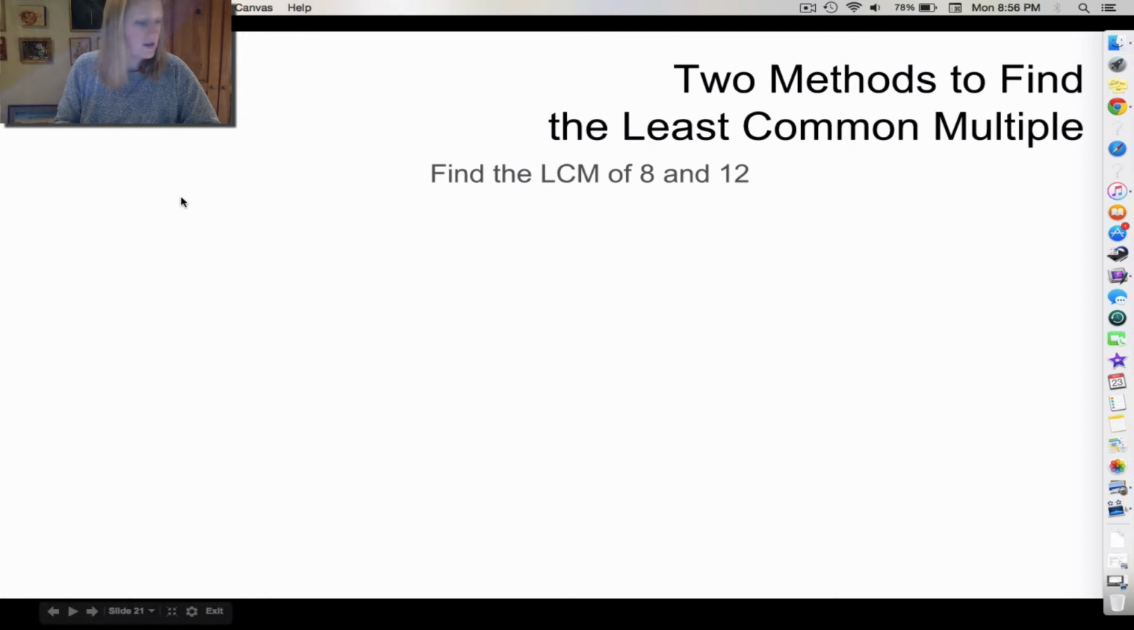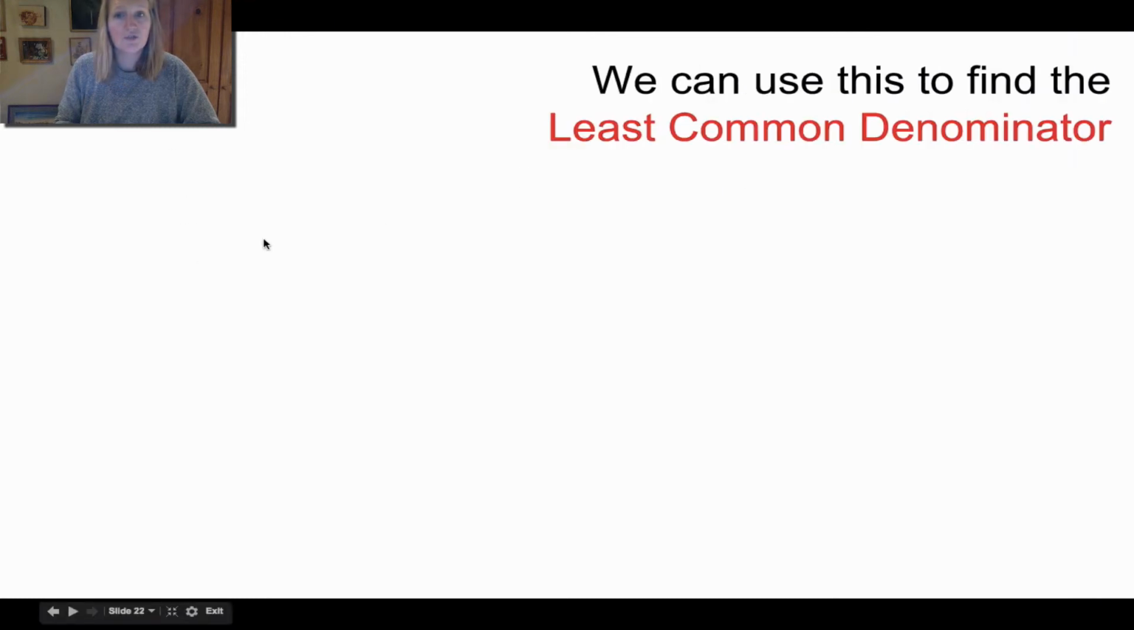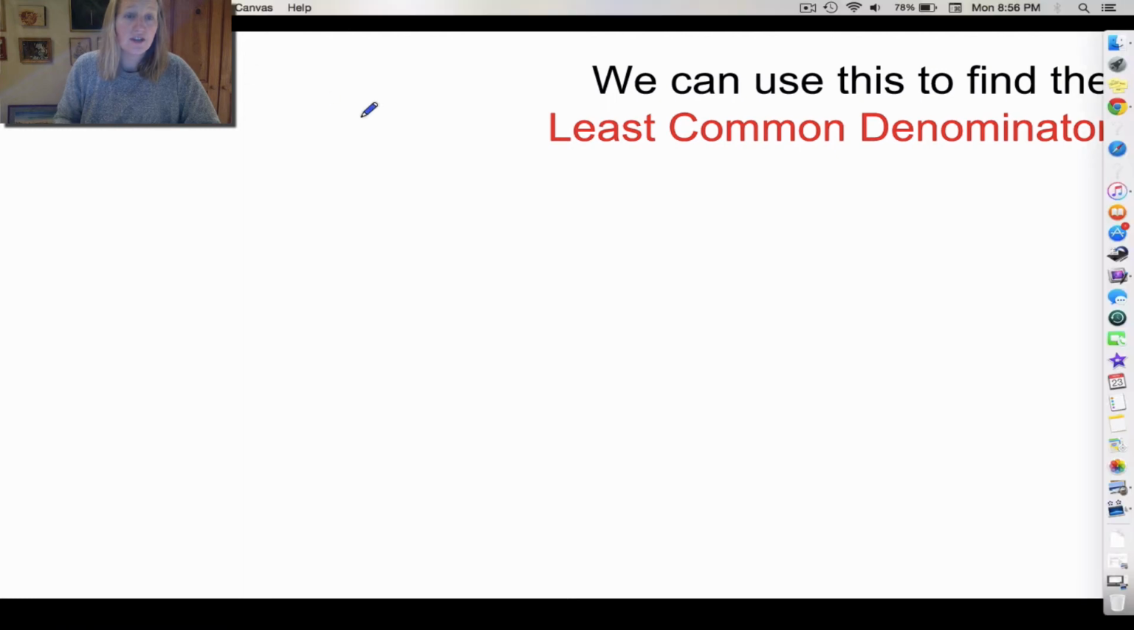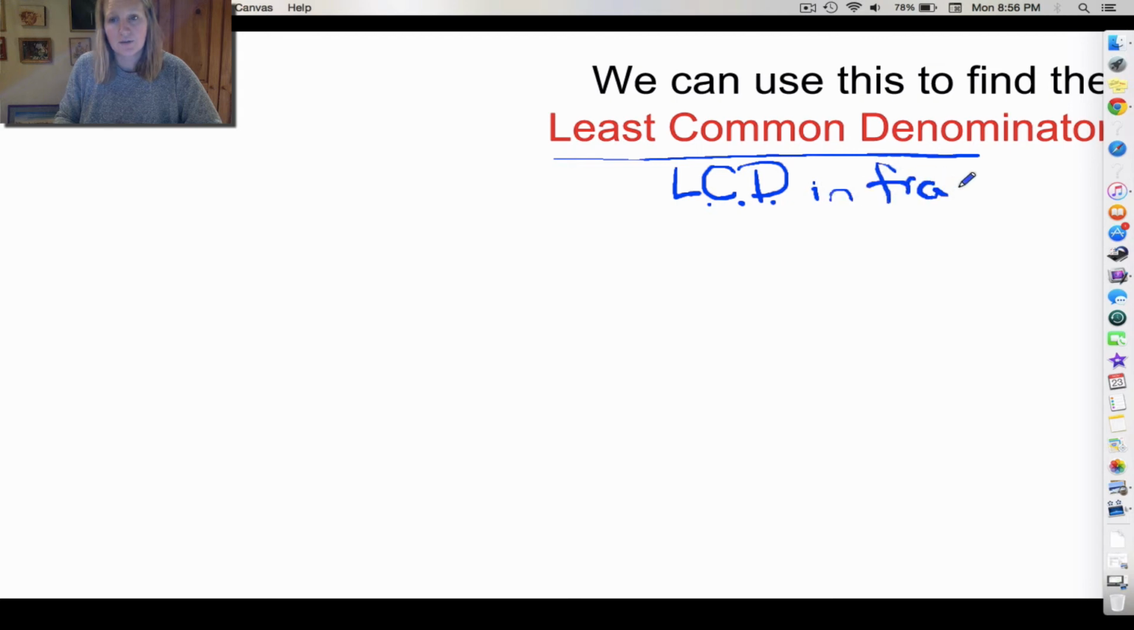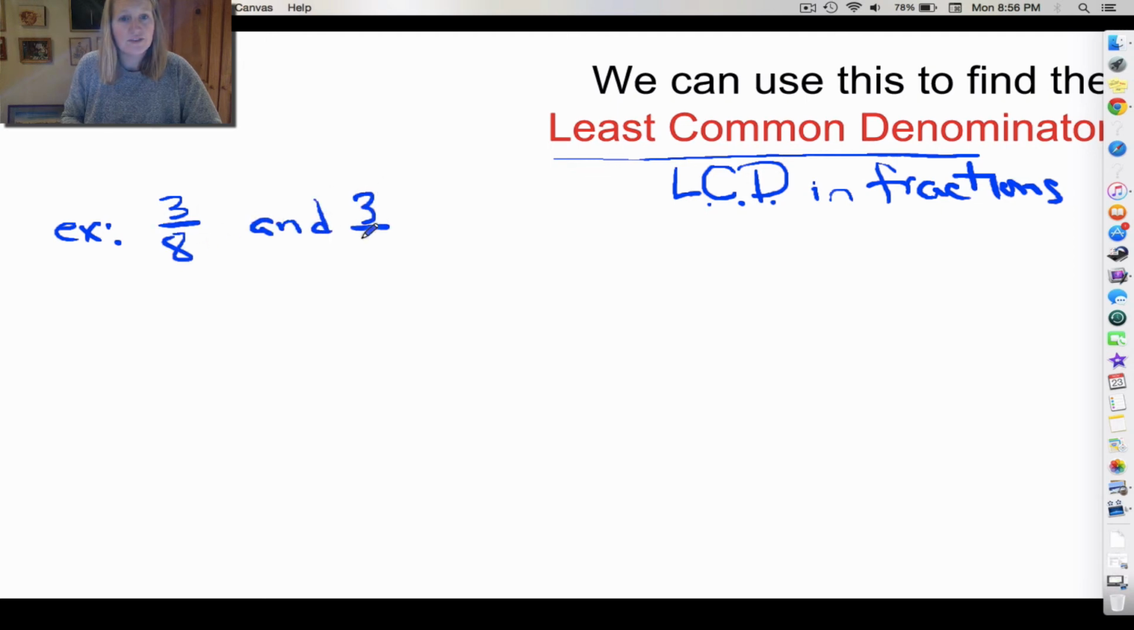Okay, so let's move on to how we can use this information. We're working on fractions ultimately, so let's see how this can help us find the least common denominator in fractions. The acronym for this is LCD. So for example, let's use 3/8 and 3/5, and our assignment is to find the least common denominator.